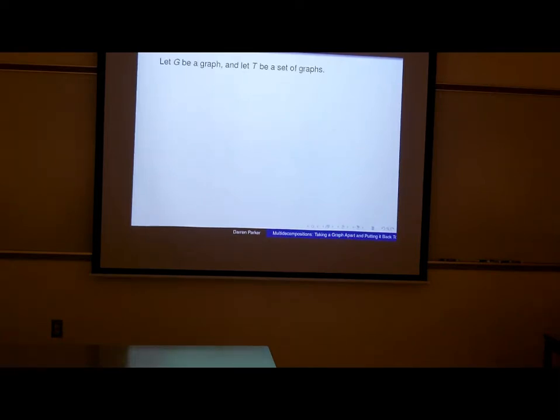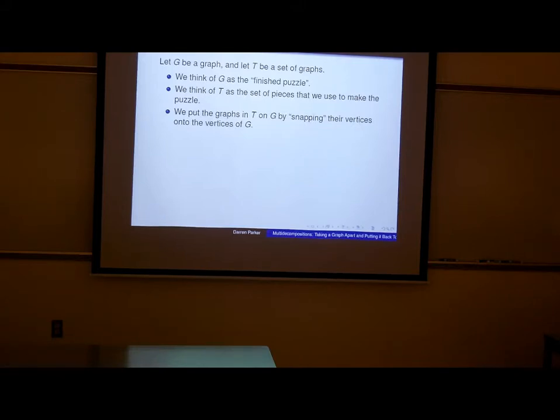So to talk about this mathematically, let G be any graph, and let T be a set of graphs. We're going to think of G as the finished puzzle, the final picture. We're going to think of T as the box, right? The set of pieces that we use to actually make the puzzle. Again, with a little bit looser rules.